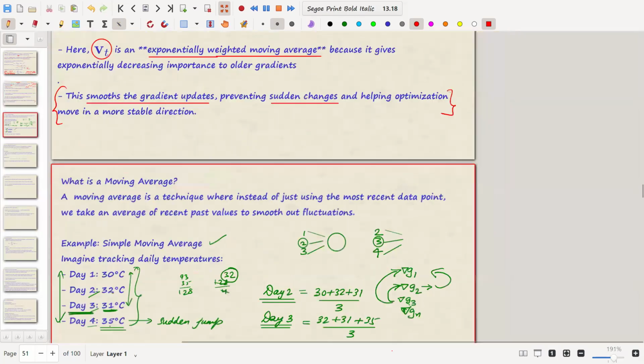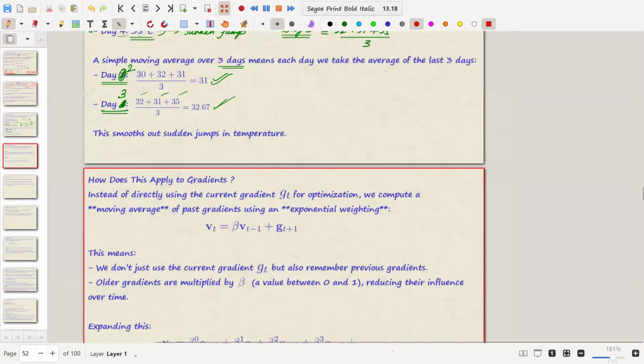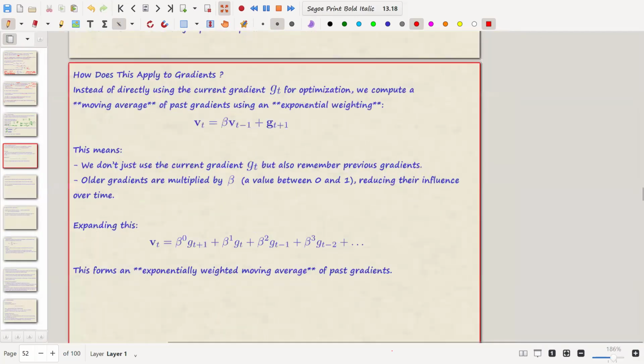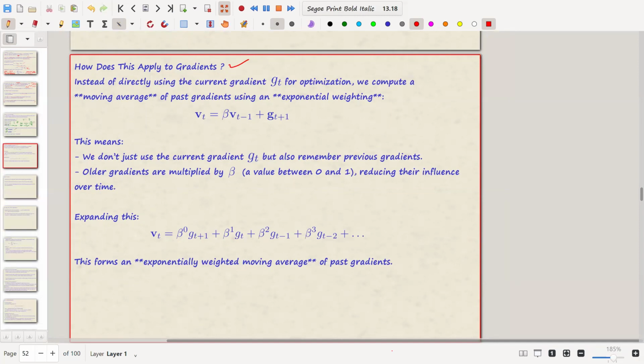And then, yeah, we discussed the moving average, all the things. Fine. This we already discussed. So the same thing again, I'm repeating, but just in a different manner. How does this apply to gradients? Instead of directly using the current gradient for optimization, we compute a moving average of past gradients. This is the iteration rule we already see. We just don't use the current gradient, but also remember past gradients.